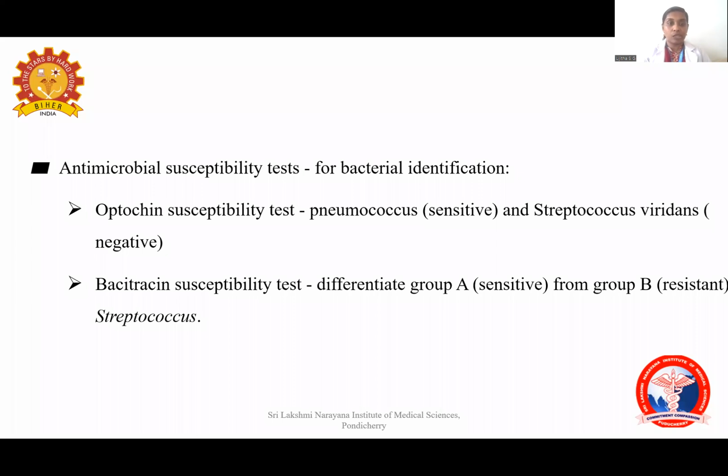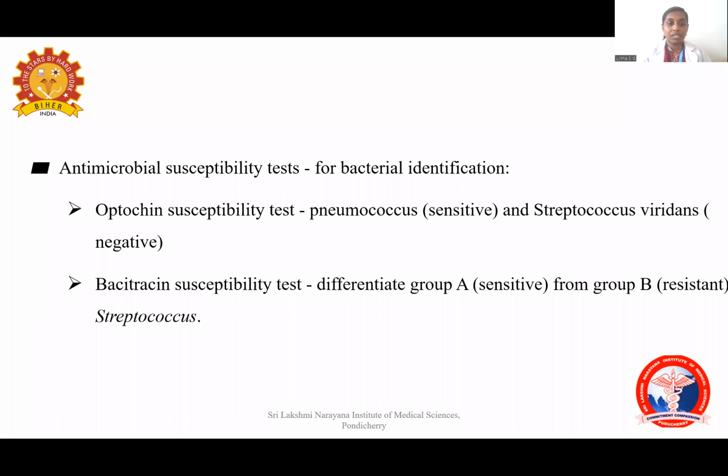So examples of such disc are optochin susceptibility test. It is done for differentiating pneumococcus from streptococcus viridans. So pneumococcus is sensitive to optochin, while streptococcus viridans is not sensitive to optochin.